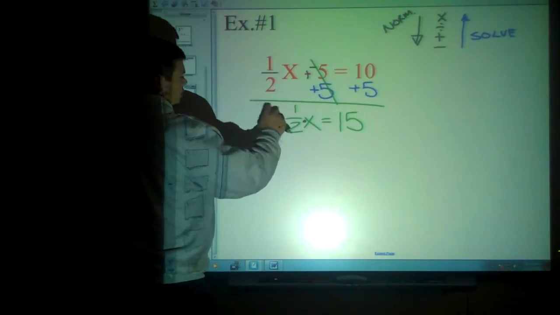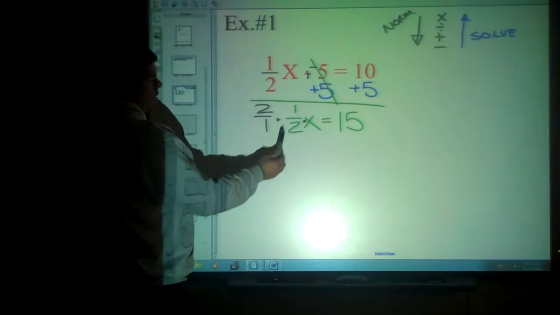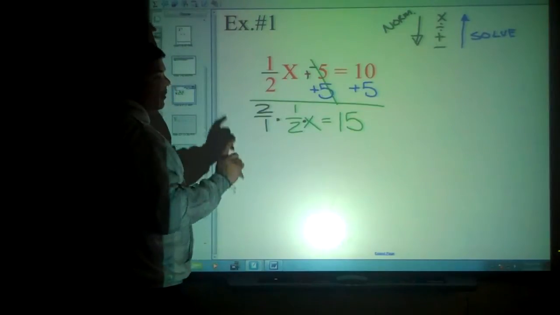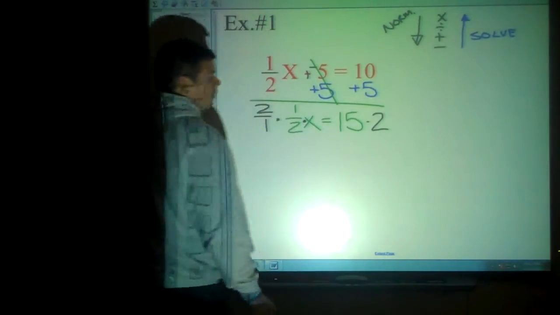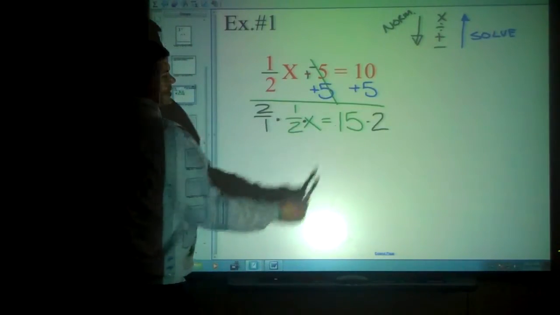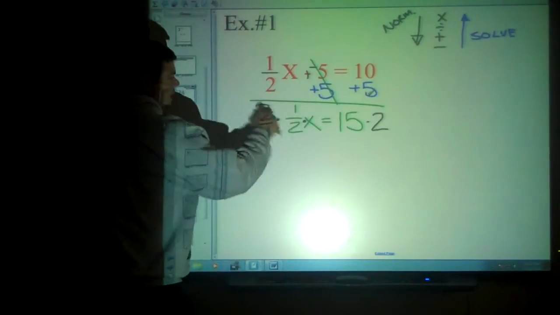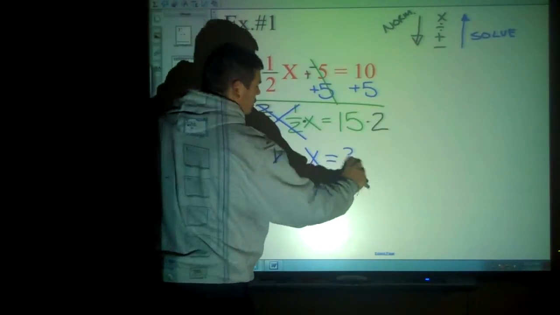So I will multiply by 2/1, because now I have a 2 on the top and a 2 on the bottom. I have a 1 on the top and a 1 on the bottom, so they'll all cancel out, and x will be the only thing left. But what I do to one side, I absolutely must do to the other. I did not write that 2 as a fraction because the other side wasn't a fraction. I could have. Now the 2's cancel, the 1's cancel, x is alone, and 15 times 2 is 30.